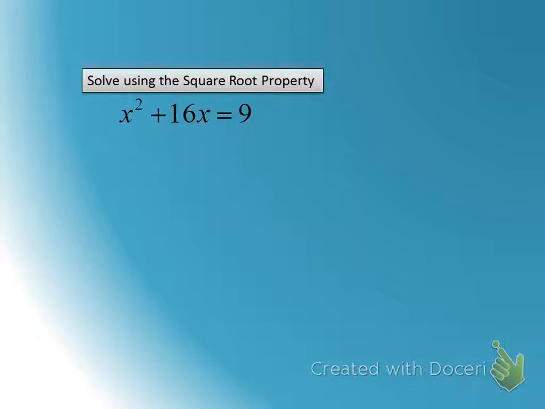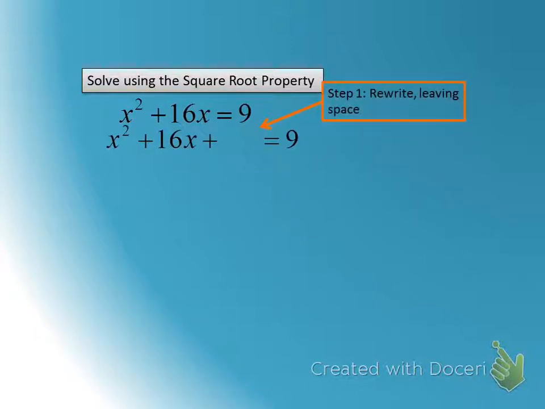Here's what you do. Ready for this? Rewrite it. Leave some space in between the 16x and the equals and the 9. So step 1, rewrite. Leave a little space. Your next step: take b from ax squared plus bx plus c. You take b and divide it by 2, which is 8.